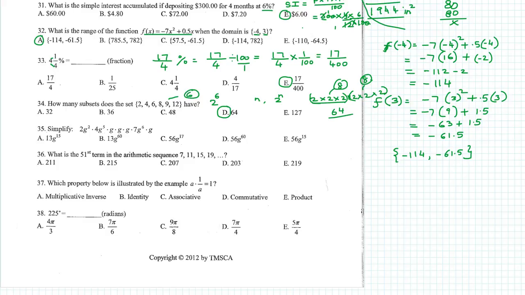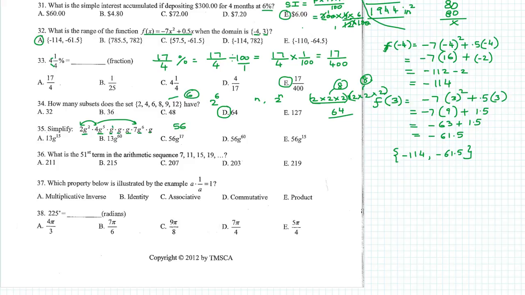Question 35. Simplify 2g squared times 4 times g to the power 5 and so on. In this type of problem, the first thing that we should do is multiply the numbers. So 2 times 4 is 8 and 8 times 7 is 56. Now the rest of the terms are g terms because the base is the same. These are all g's. We can add the exponents. So g squared times g to the power 5 is g to the power 7.